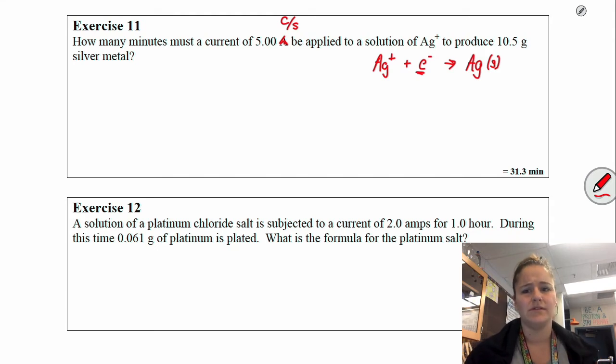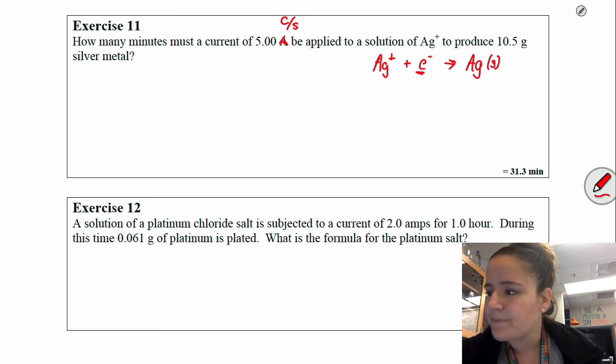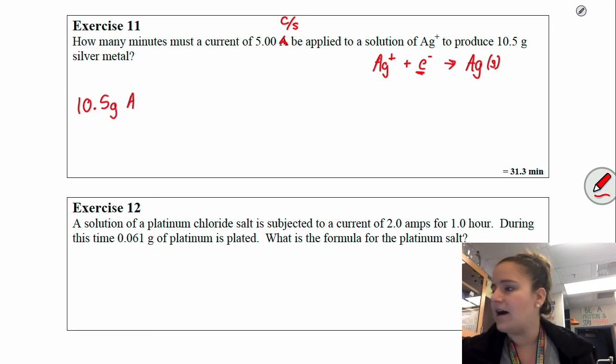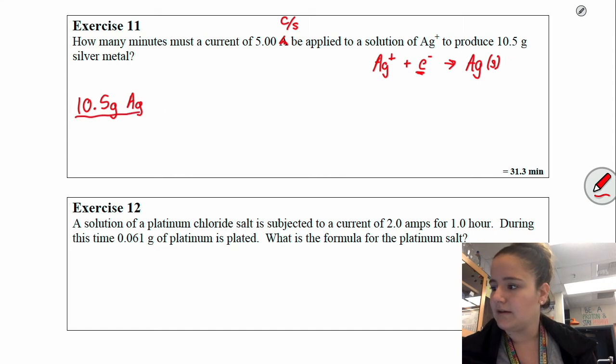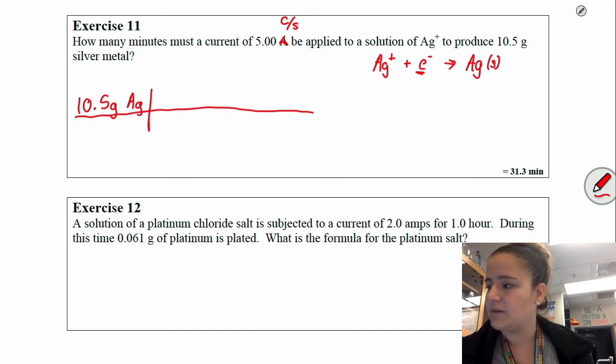We want to produce 10.5 grams of that, which means we need moles. I know how many moles of electrons I need: 1 mole of electrons for each mole of silver ions, but I only have my grams. So how do I convert from grams to moles? Molar mass, yeah. So I'm going to walk you through it. We have 10.5 grams of silver that we want to produce. I need to convert it to moles, so I use the molar mass from the periodic table.